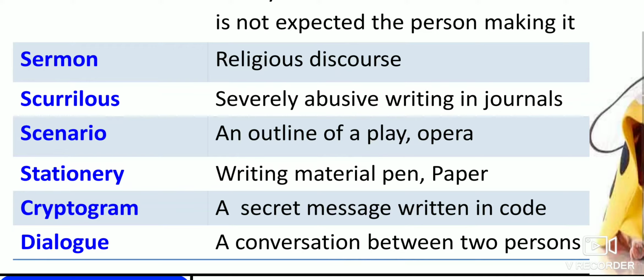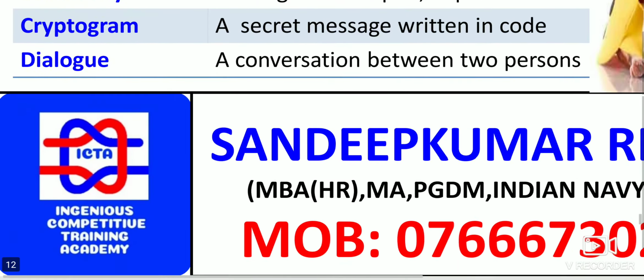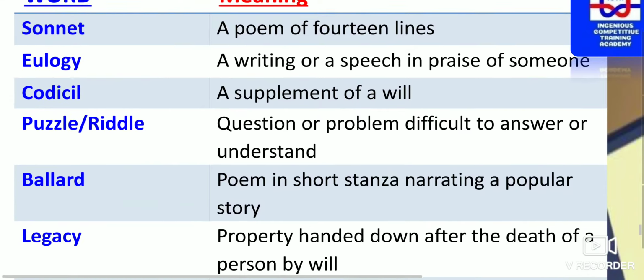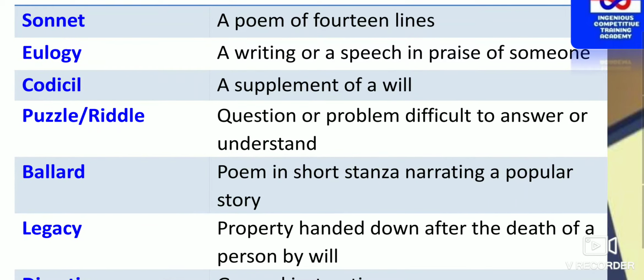Dialogue means a conversation between two persons is known as a dialogue. Here we have sonnet, which means a poem of 14 lines is known as sonnet. If you have 2 lines, that is a couplet. So you should know everything, exactly the number of lines and what they are called. Sonnet means a poem of 14 lines.